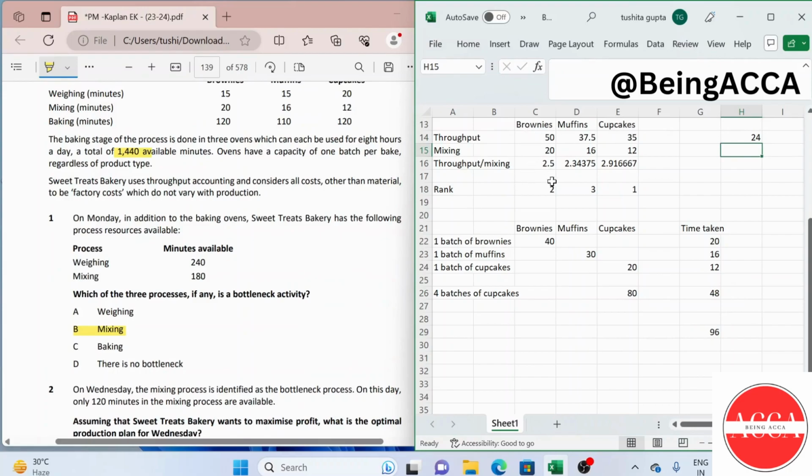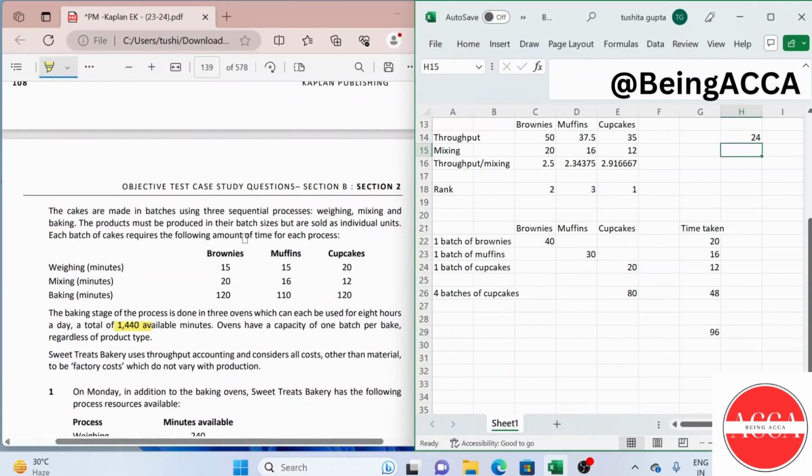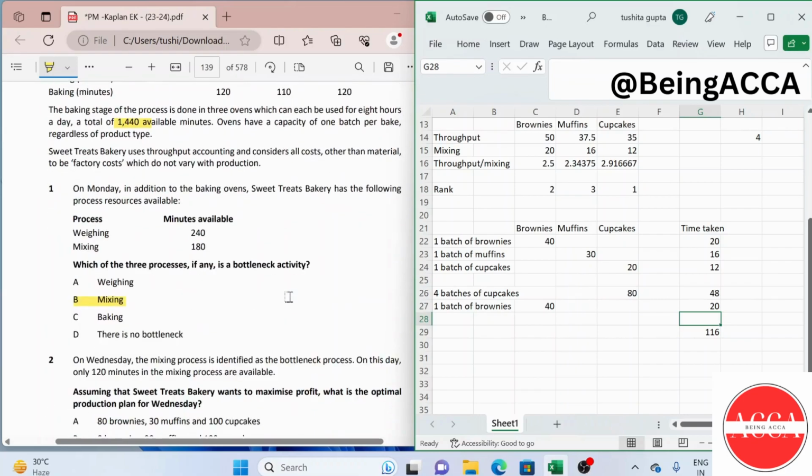Now the second ranking that I have given is to brownies, so I will go on to produce brownies. One batch of brownies takes 20 minutes. I can only make one batch, because if I want to make two batches, I would need 40 minutes. So the only option left is to make one batch of brownies. One batch has 40 brownies, and with this I will be utilizing 20 minutes. Now I have used 116, but I am left with 4 minutes, and nothing can be made in 4 minutes of the mixing process.